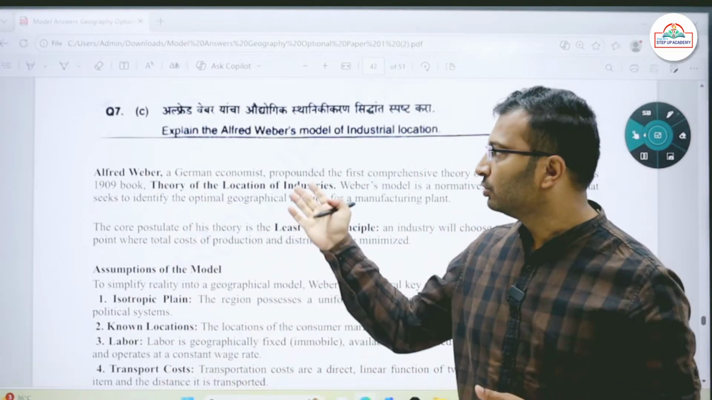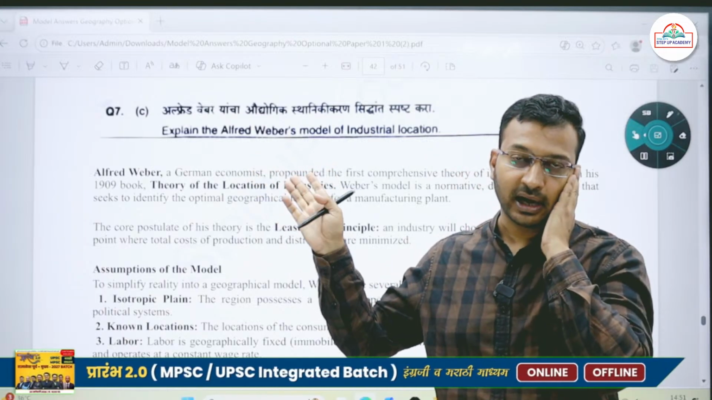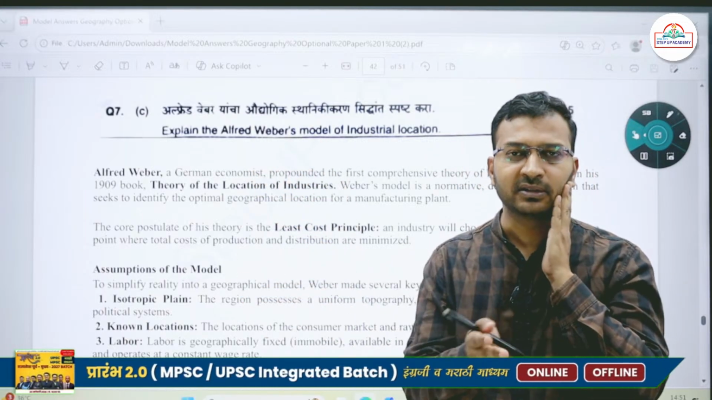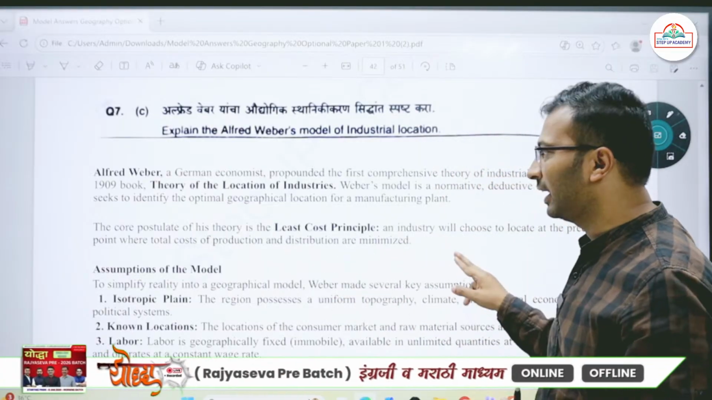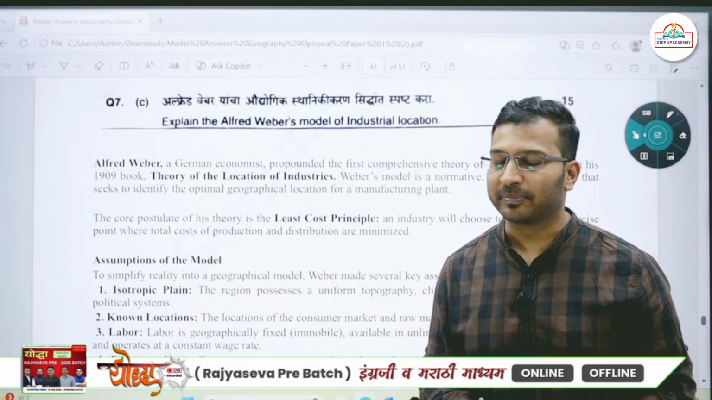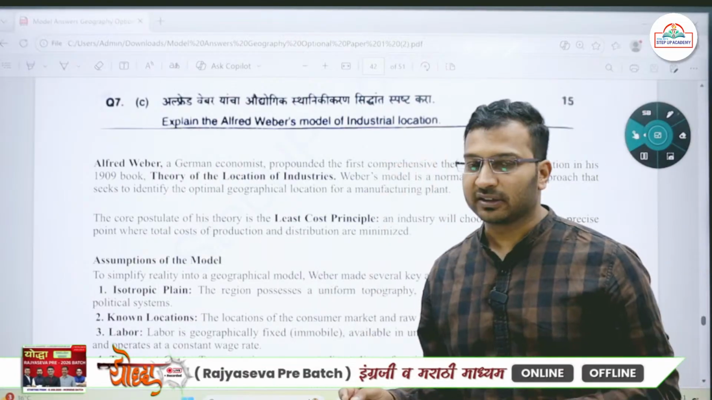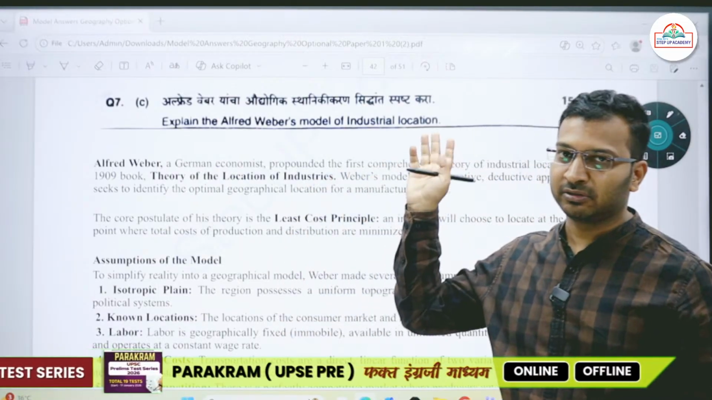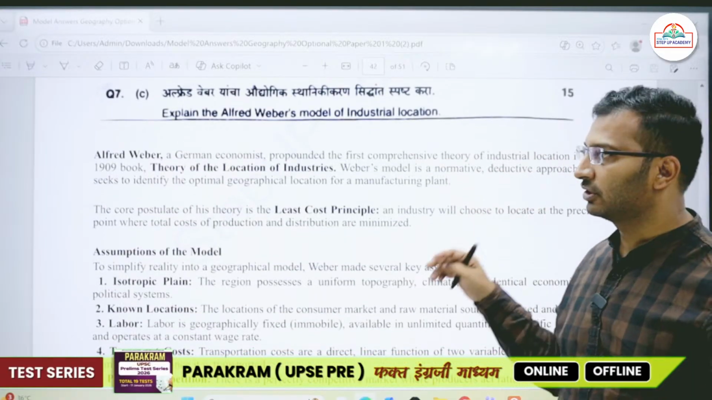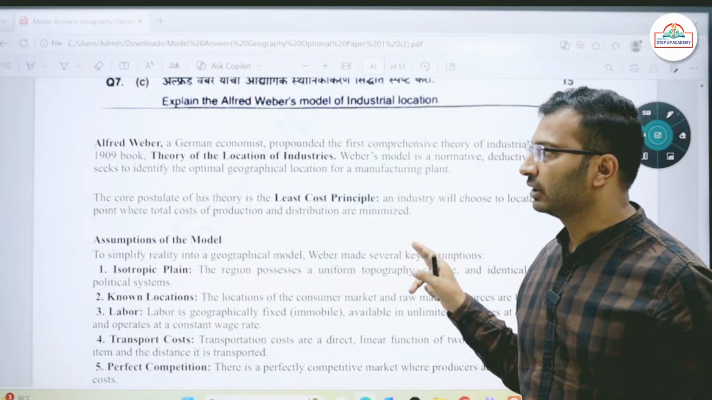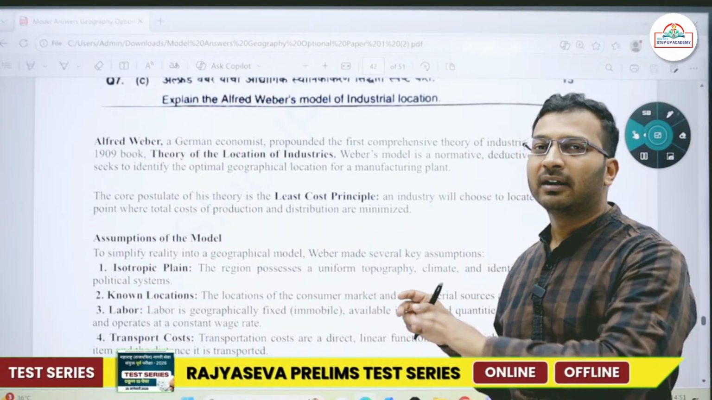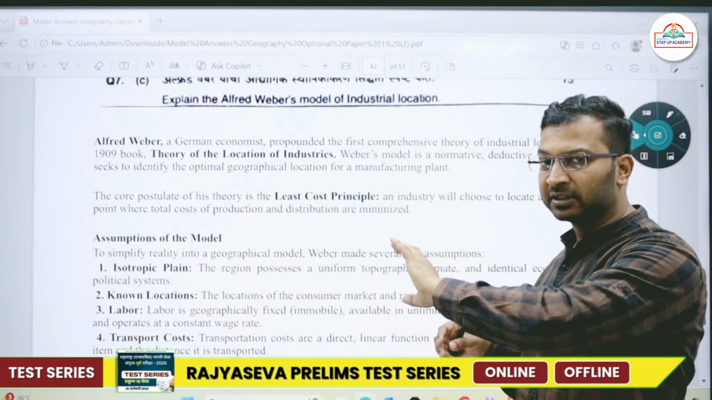Because you already know Alfred Weber's theory, and it is a very lengthy theory, and the number of pages provided is sufficient, but if you do not have speed, that will create a problem. Okay, so Alfred Weber's model of industrial location. Alfred Weber first gave the comprehensive industrial location theory somewhere around 1909, named the theory of location of industries.